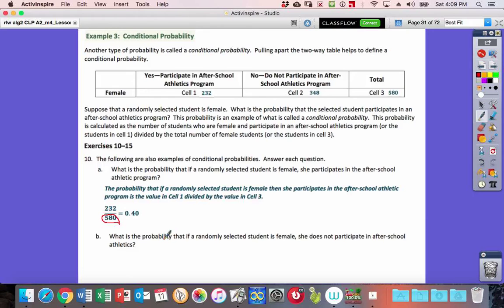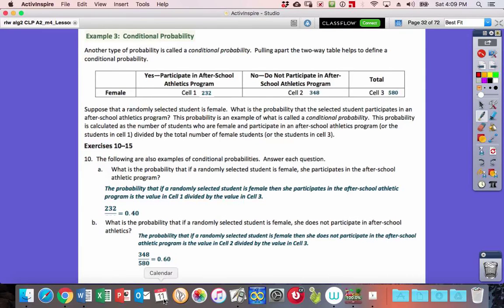So if you want to know the probability that a randomly selected student is female, out of all the females, and she does not participate, it's going to be over 348. So the difference here is that you're dividing by the total number of females. So it's called conditional probability. And the big difference is you're going to divide by the condition, not by the total number of students.